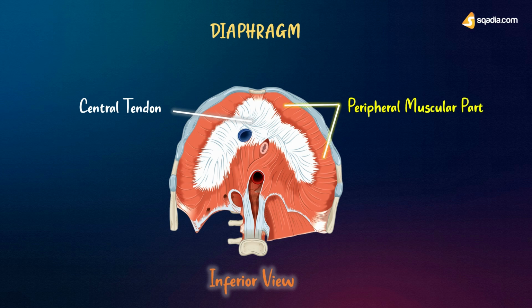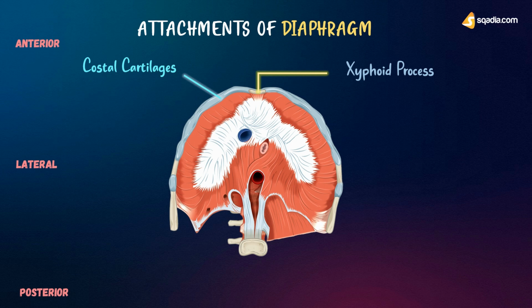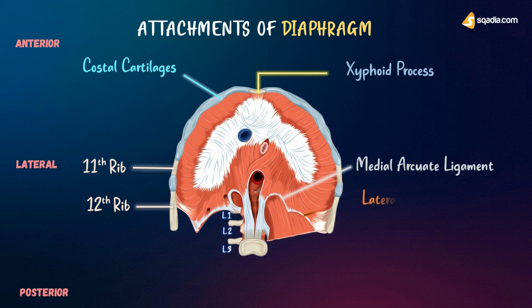If we have a look at the peripheral attachments of the diaphragm, anteriorly, it is attached to the xiphoid process of the sternum, here, and the costal margin of the thoracic wall as well. On the lateral sides, it is attached to the ends of the 11th and 12th ribs, as you can see here, while posteriorly, it makes its attachment to the first three vertebrae of the lumbar region, L1, L2, and L3, and from the medial and lateral arcuate ligaments.